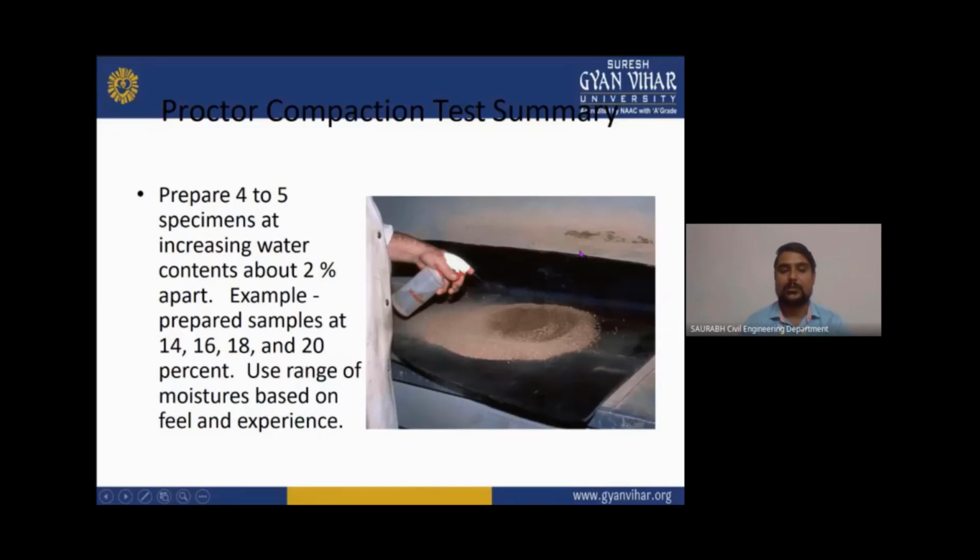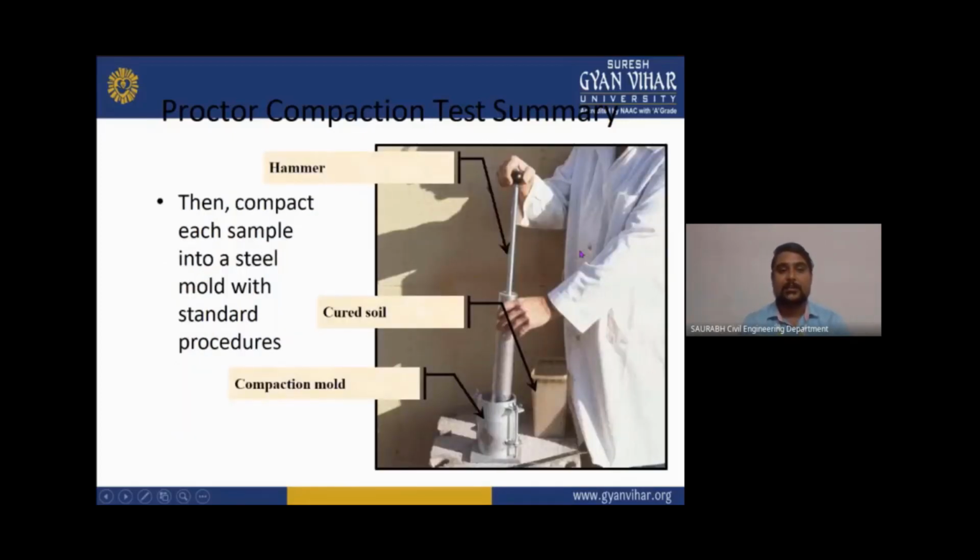how you have to do the compaction Proctor test. First, you have to prepare 4 to 5 specimens at increasing water content, about 2% apart. For example, prepare a sample at 14, 16, 18, and 20%. Use a range of moisture based on feel and experience. Like here, as you can see, you have to use water content in the soil. First you use 14%, after that 16, 18, 20, and you have to repeat this percentage of water in the soil until you get your maximum dry density. Here you can see the Proctor compaction test summary, hammer.